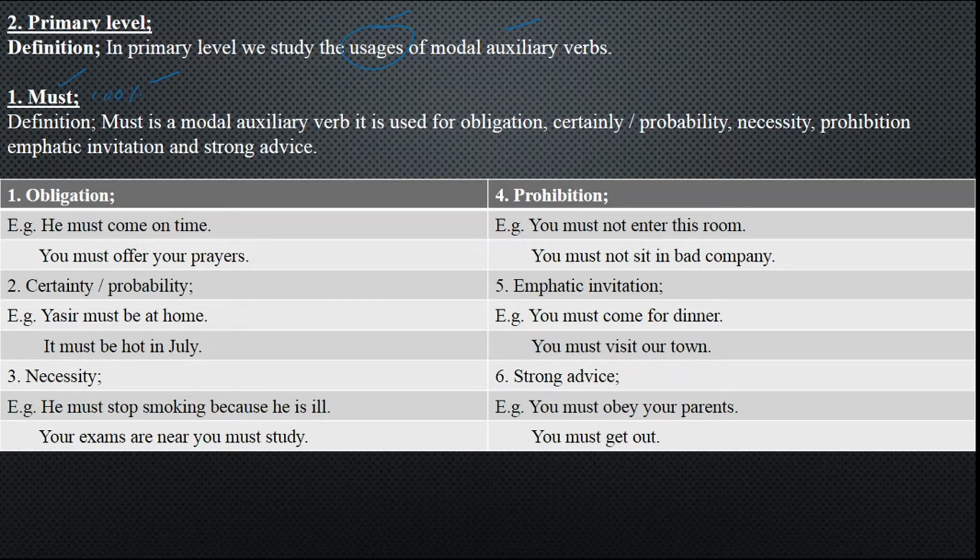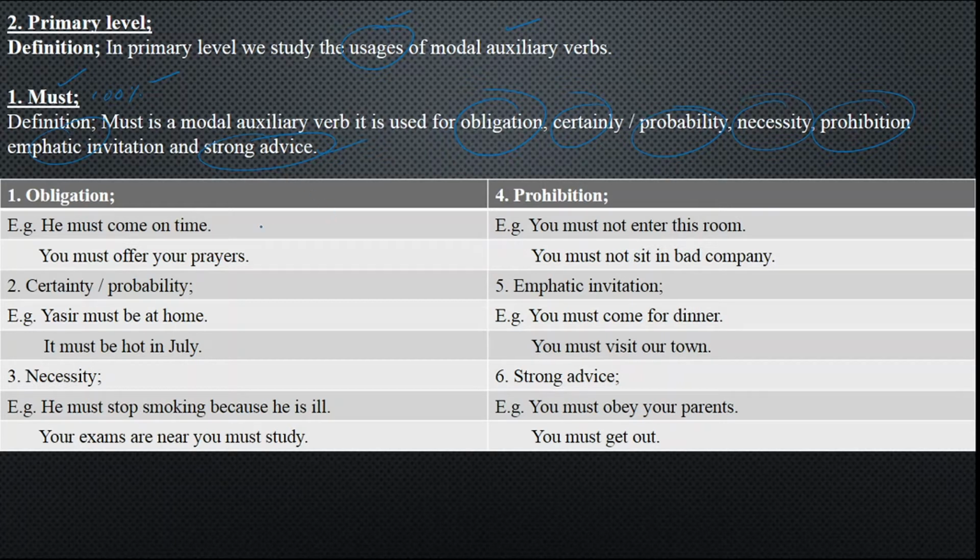The definition of must: it is a modal auxiliary verb. It is used for obligation, certainty, probability, necessity, prohibition, emphatic invitation, and strong advice. So it is used for six different usages. The first one we are going to discuss is obligation.